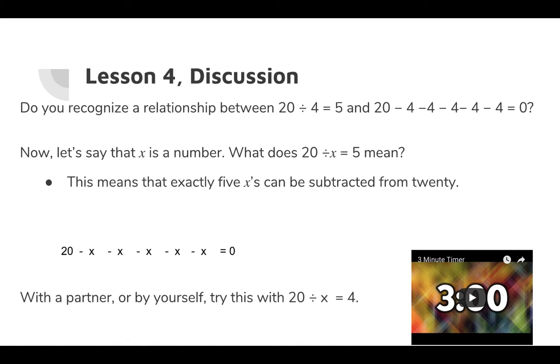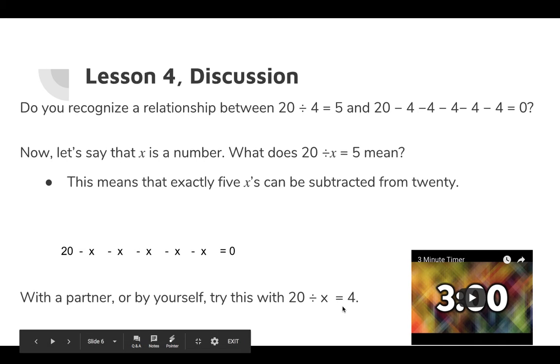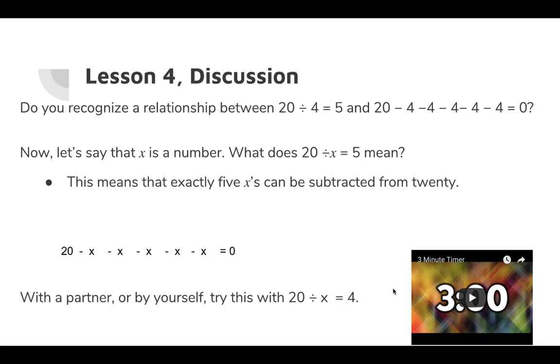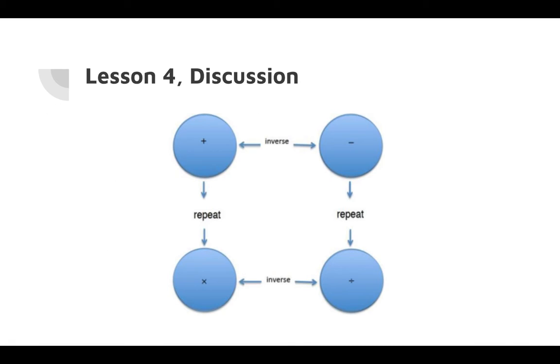So, with a partner or by yourself, try this with 20 divided by x equals 4. I have a 3-minute timer here, but I'm not going to set it off. I'm going to let you take the time that you need to determine this with your partner. Remember how up here it said 20 divided by x equals 5, and we took away x 5 times. So if this is 20 divided by x equals 4, how many times are you going to take away x?